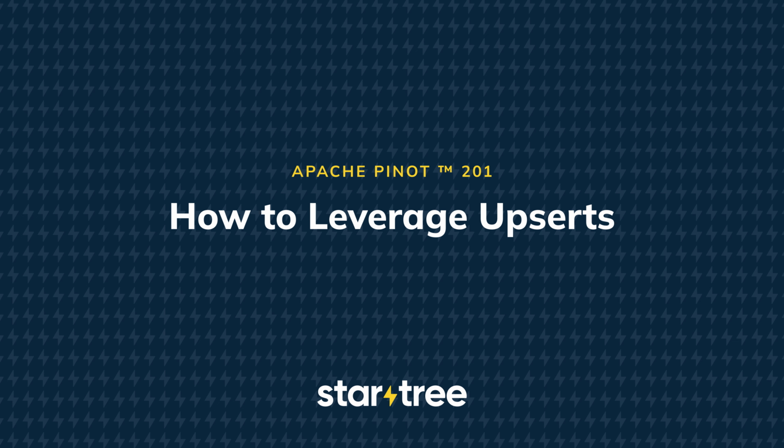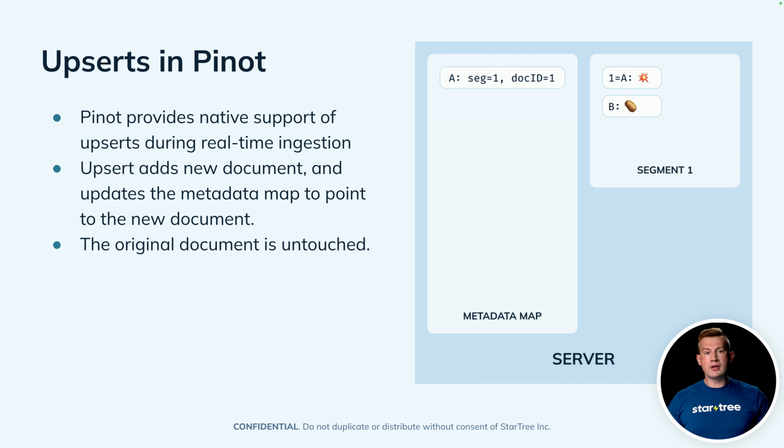To use Upserts in Pinot, you first need to configure your table to support them. There's a special flag that you need to activate. It's called Upserts. And this involves setting the primary key in your table. Your primary key needs to exist in order for Pinot to look up the metadata and value for this key. Pinot provides native support of Upserts during real-time ingestion.